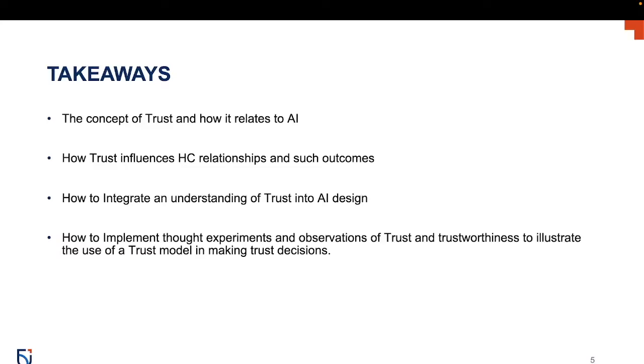The main concepts I've learned and which I found very helpful and interesting are the concept of trust and how it relates to AI, how trust influences human-computer relationships and such outcomes, how to integrate an understanding of trust into AI design, how to implement experiments and observations of trust and trustworthiness to illustrate the use of a trust model in making decisions.